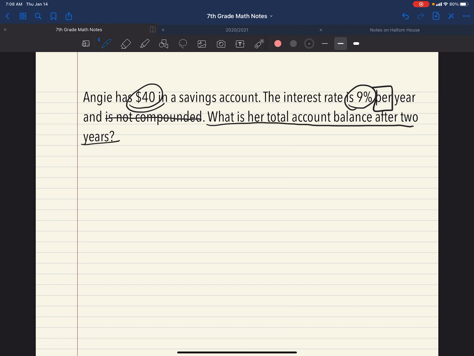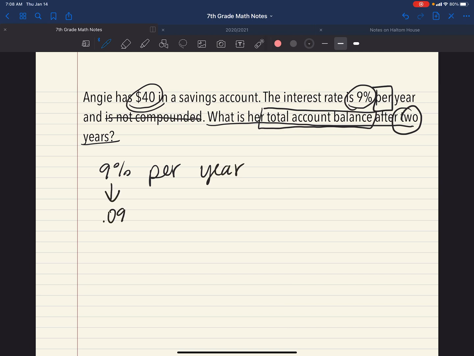I see this word 2 that is spelled out instead of a number 2. And I know that I'm looking for her total account balance. Vital. So, pulling all that out, I know that is 9% per year, which means I am multiplying 9%, which is 0.09 as a decimal, times, because per means to multiply, and it's after 2 years.